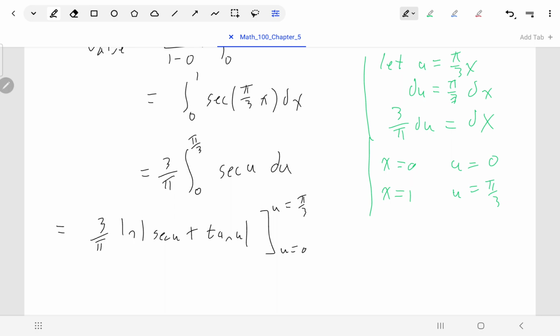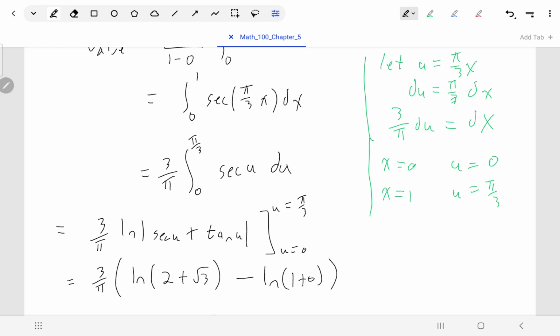So when we evaluate at pi over 3, that's not too bad for us to do, because I will have natural log of secant of pi over 3, which is positive 2 rather, plus tangent of pi over 3, which is root 3. So there we go. We've evaluated at pi over 3, and then now when we evaluate at 0, we would have natural log of secant of 0, which is 1, plus tangent of 0, which is 0.